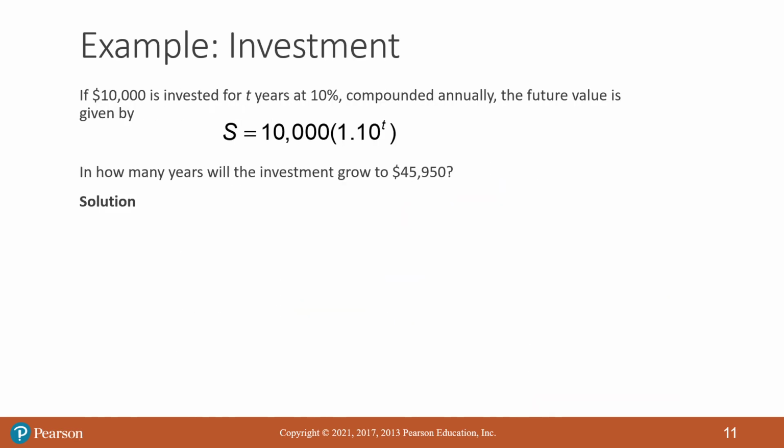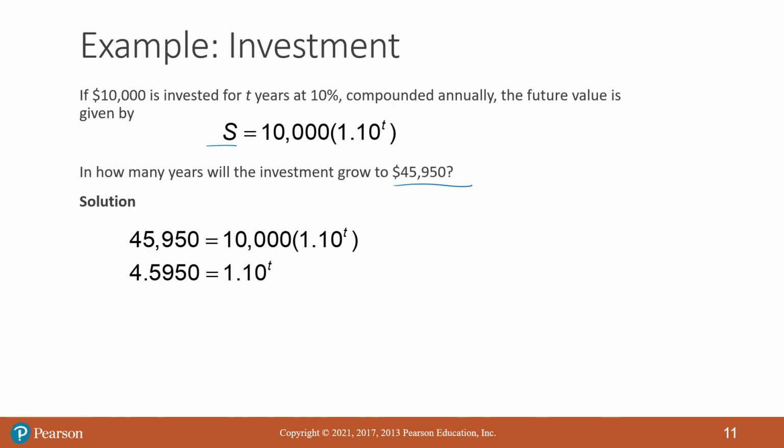Let's do one more example before we call it a day. It says if $10,000 is invested for T years at 10% compounded annually, the future value is given by S equals 10,000 times 1.10 raised to the T. In how many years will the investment grow to $45,950? Essentially all we're going to do here is substitute in 45,950 for our S.